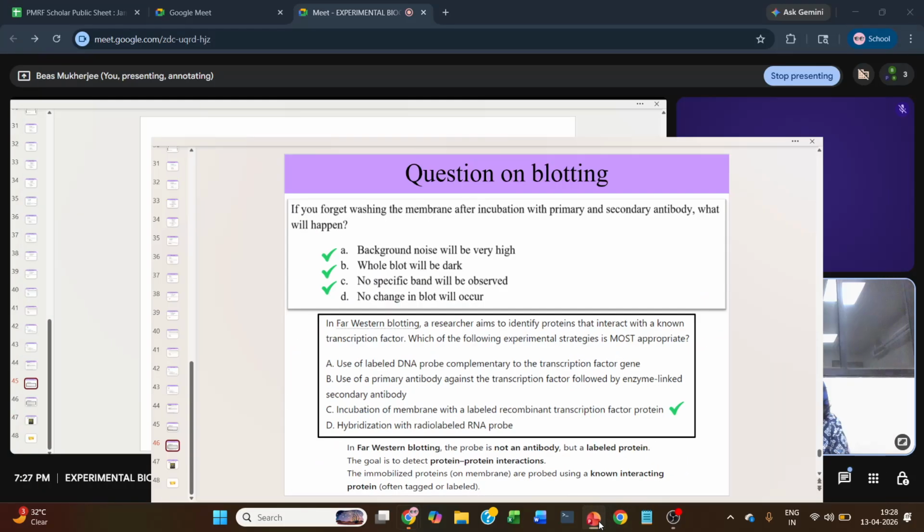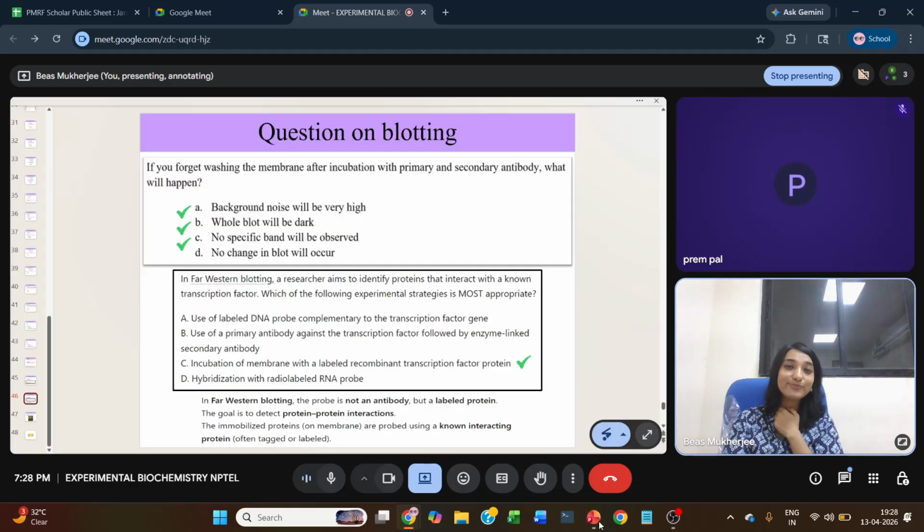Yes, the whole blot will be black if you forget to wash, because the primary antibody will bind wherever it wants. The secondary antibody will once again bind to all the primary antibodies and you will get a black beautiful blot. Now, what about the next one? Incubation of the membrane with labeled recombinant transcription factor protein.